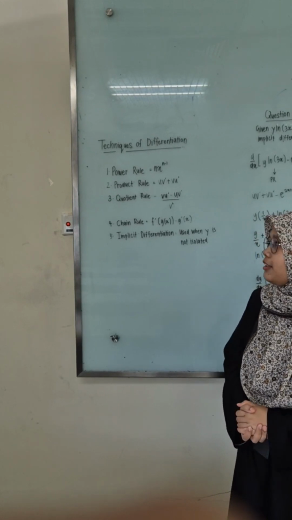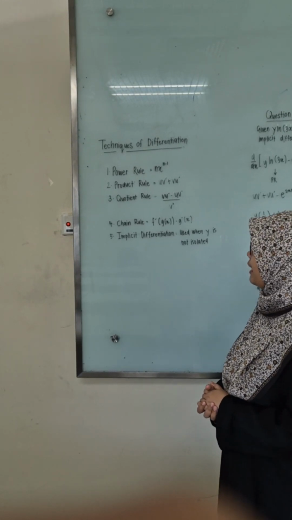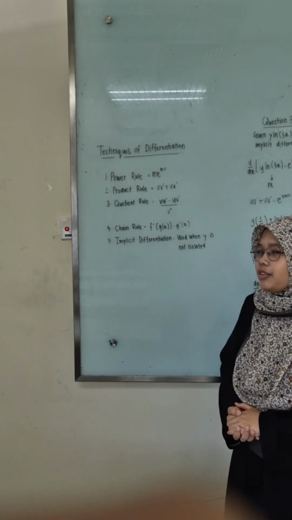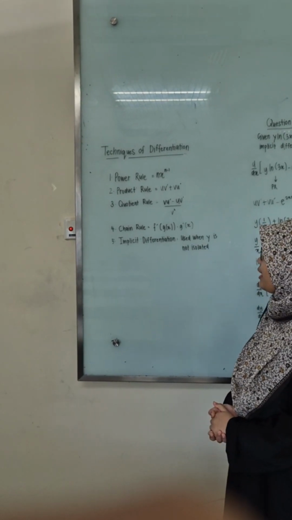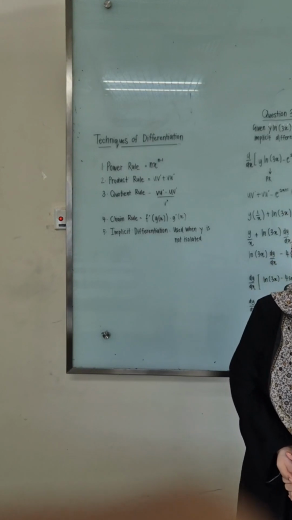For the fourth one, we have the chain rule. The formula is f prime g(x) times g prime(x). For the last one, we have implicit differentiation, which is used when y is not isolated from the equation.